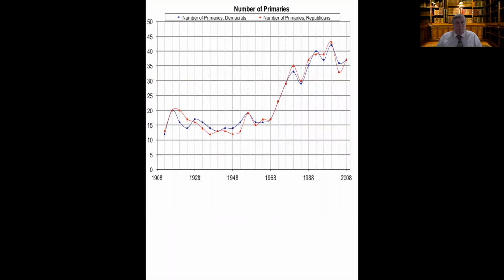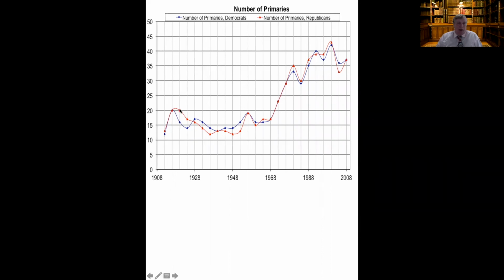Okay, so what we have here is the number of primaries that were conducted by the two political parties by year. And you can see here that in 1908, there were party primaries in 12 Democratic states and 13 Republican states. By 1912, the Democrats and the Republicans were both conducting about 20 primaries. This declined quite sharply for the Democrats following this.